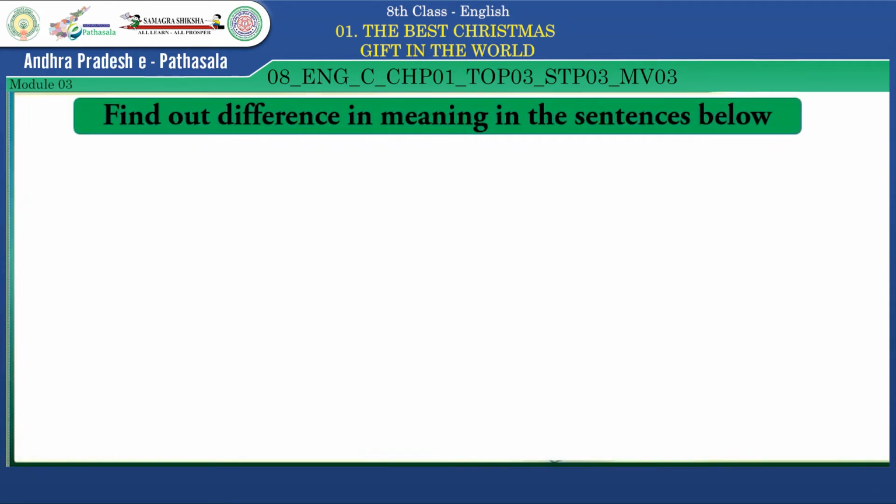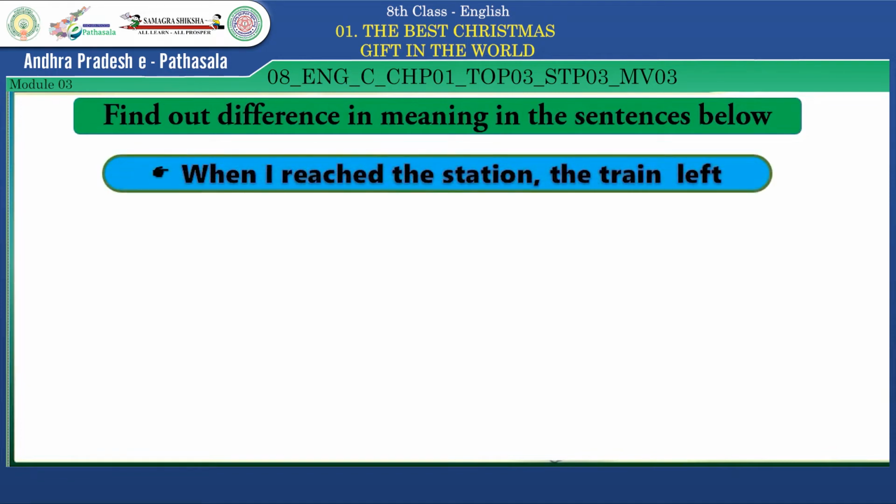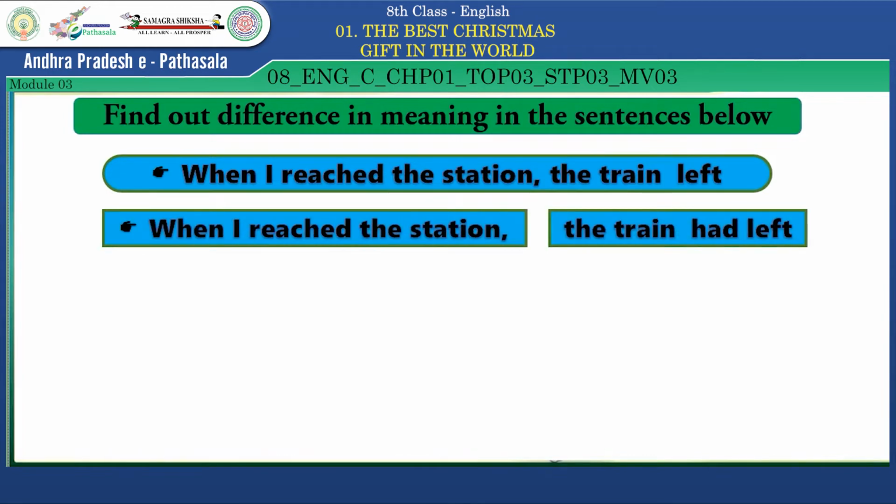Find out the difference in meaning in the sentences below. First one, when I reached the station, the train left. Second one, when I reached the station, the train had left. Students, do you notice any difference between these two sentences? Yes. In the first sentence, the two events or verb forms, that is reached and left, have occurred simultaneously and so are expressed in the past tense, that is reached and left.